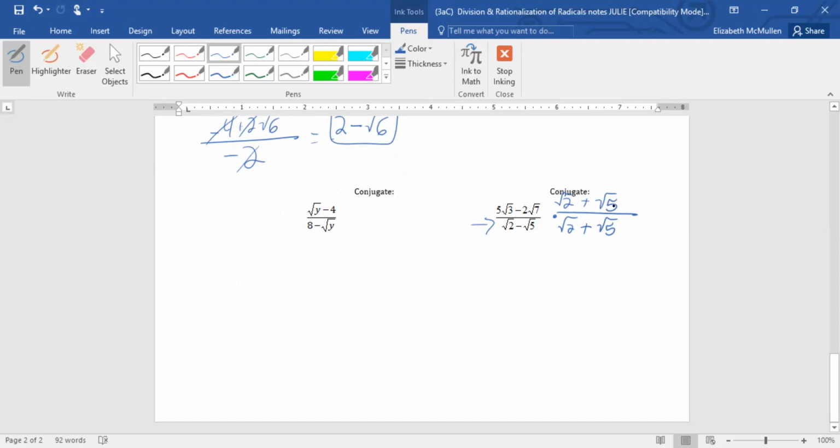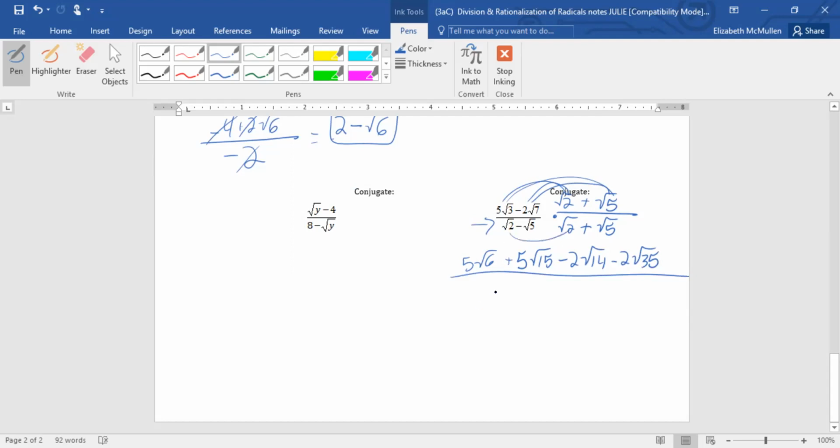And then I've got to FOIL the top and I have to FOIL the bottom here. So let's start with the top. First, 5 radical 6, outsides, plus 5 radical 15, insides, minus 2 radical 14, and lasts, minus 2 radical 35. Okay, that's a lot to write. Not too bad though. Next, let's do the bottom.